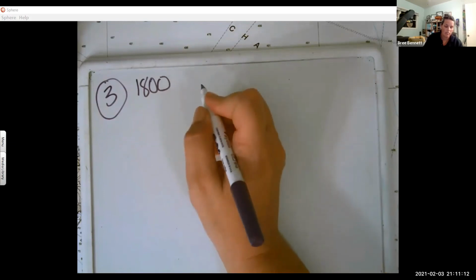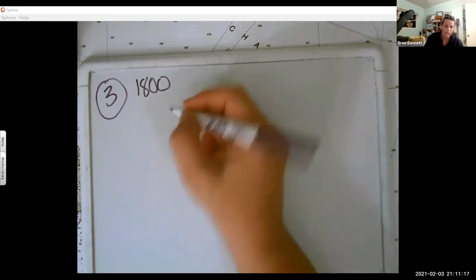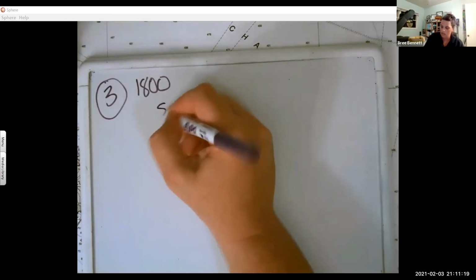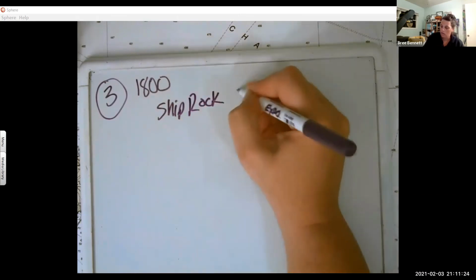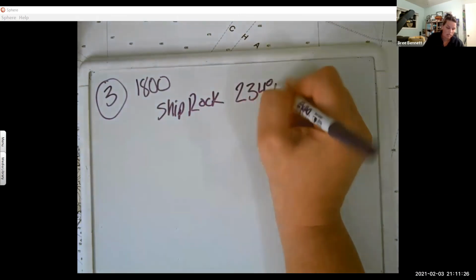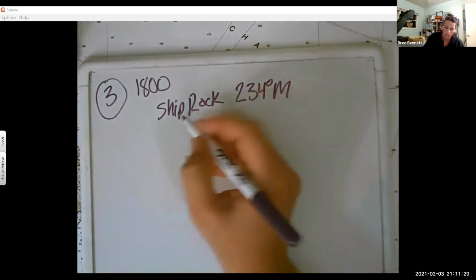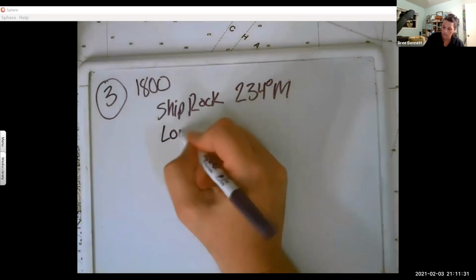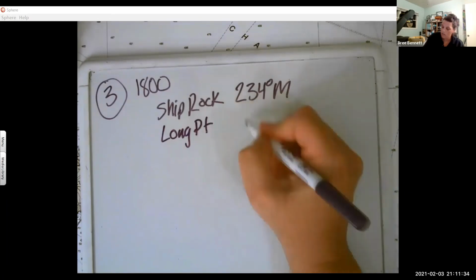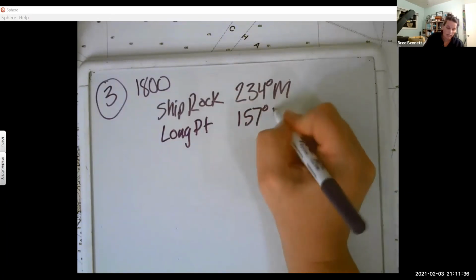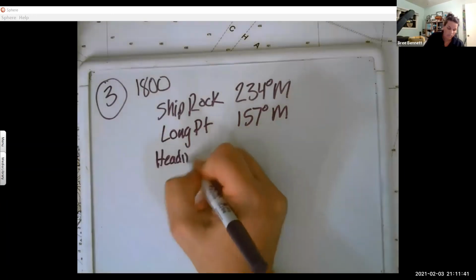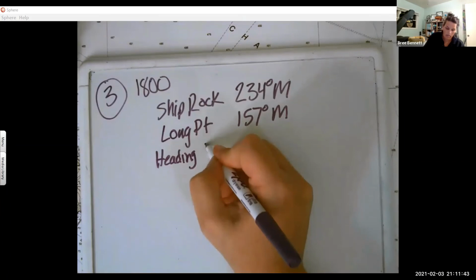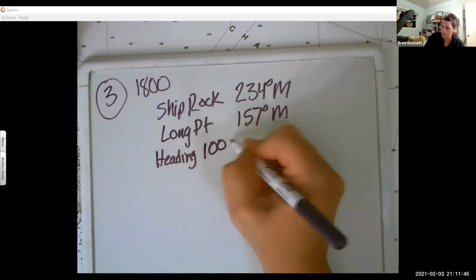1800 using a handheld compass, we take a bearing of Ship Rock at 234 degrees M, and Long Point was 157 degrees M, and my heading is 100 degrees PSC.